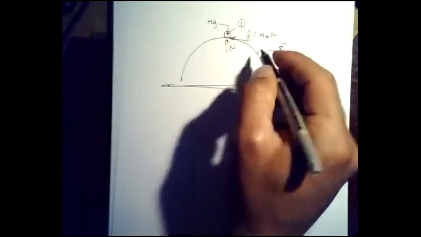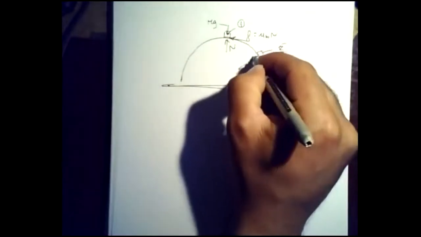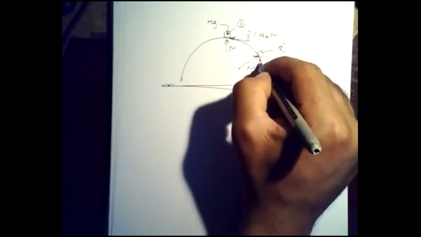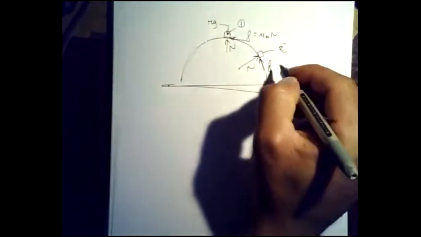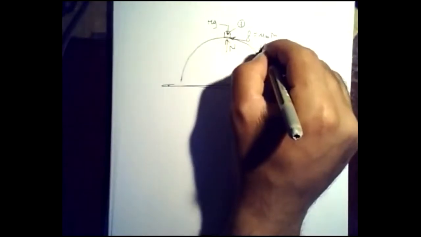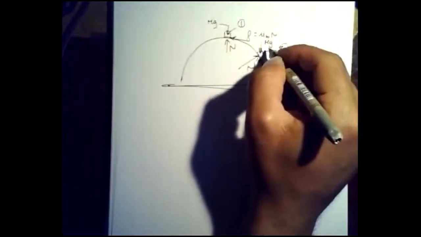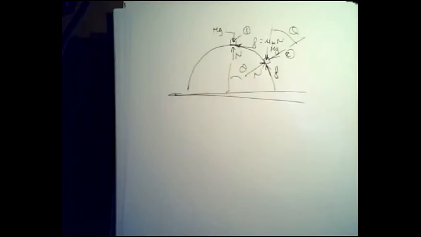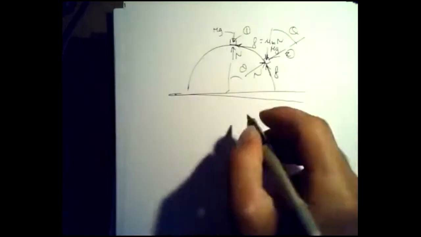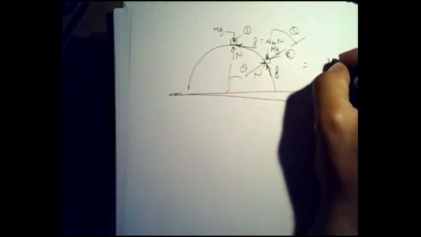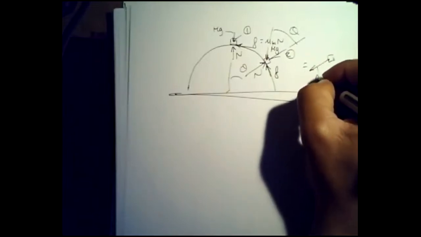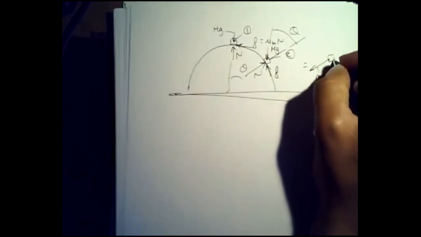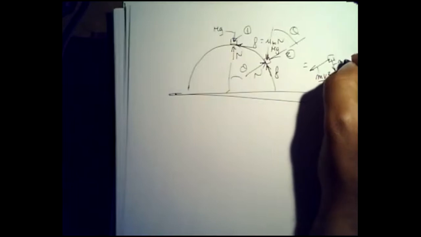Let's say if you were to analyze this at any point, then this is going to be your normal. This is going to be your friction, I'm just going to keep it F. This guy is going to be your mg, and going from here upward, this guy is going to be your theta. Does that make sense? So on your acceleration diagram, we always have mv squared over r, and we actually have this ma.